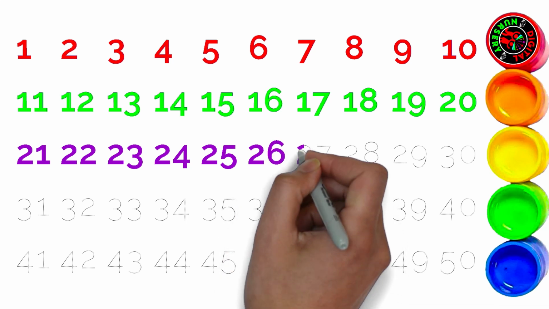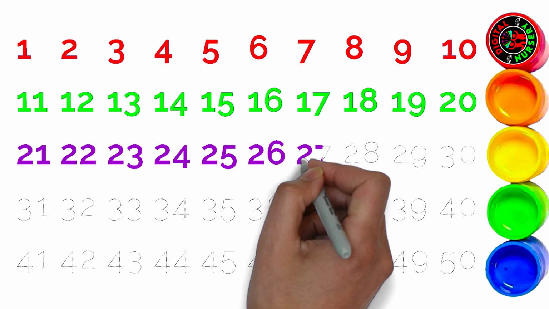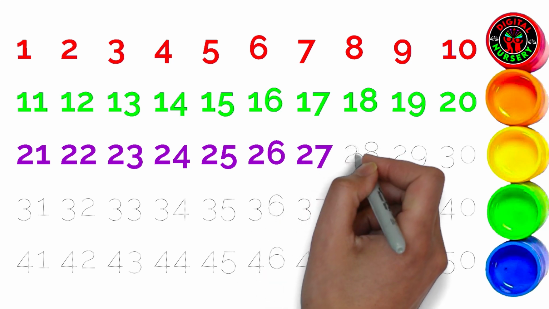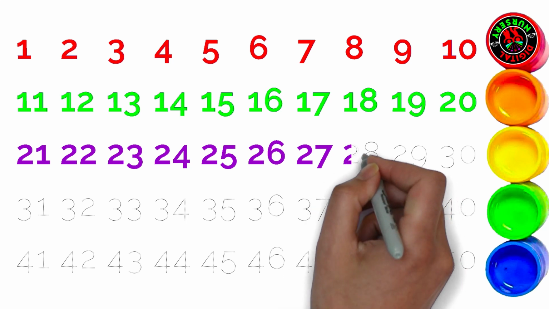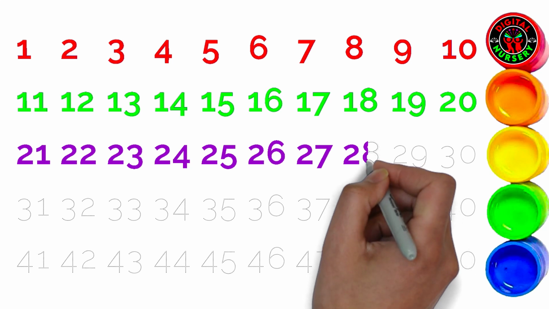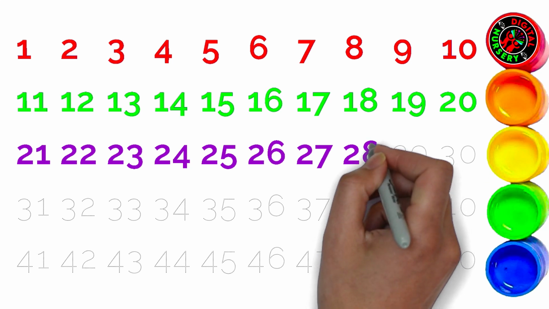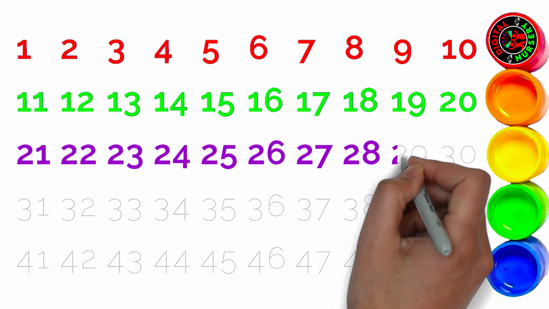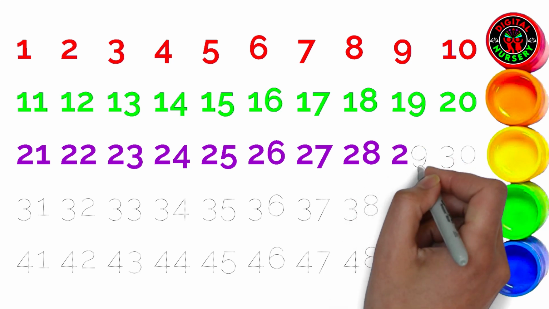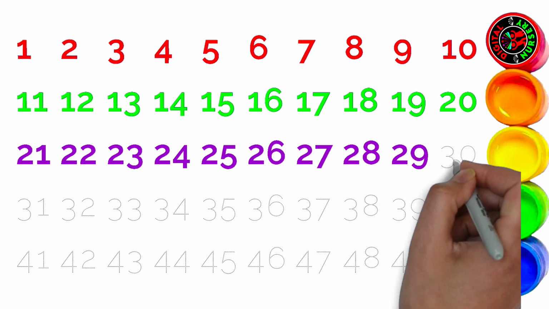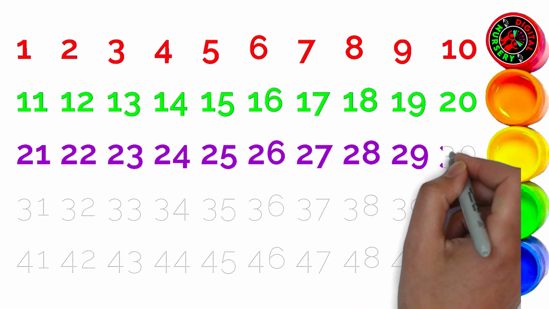27. Let's write 27 in purple color. 28. Let's write 28 in purple color. 29. Let's write 29 in purple color. 30. Let's write 30 in purple color.